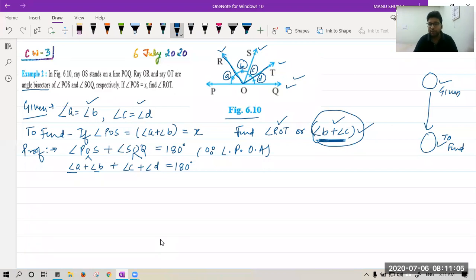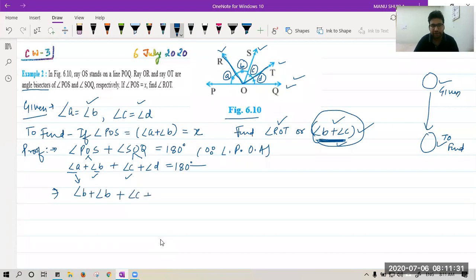You need to understand, right now we have this equation, but we want an equation in which there is only B and C. We don't want A and D. You can see we want only B and C. So for that we have to use the given things, and given to us is A is equal to B. I can use that. So I can write it as angle B plus angle B. I have written A as angle B.